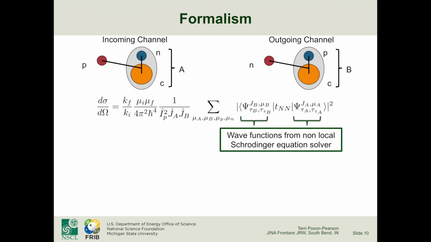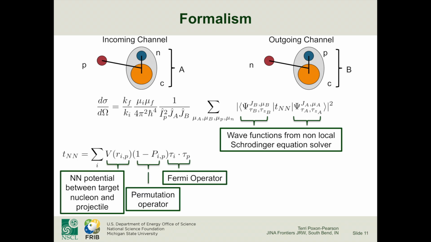So this is the expression for the cross-section for our charge exchange reaction. It has a bunch of factors, but the meat of it is just right here. This is the matrix element where you have your incoming wave function, some interaction, and your outgoing wave function. These wave functions come from a non-local Schrodinger equation solver. So this is just a normal Schrodinger equation solver that can handle the non-local potentials that I'll talk about a little bit later. That was developed by a former member of my group.